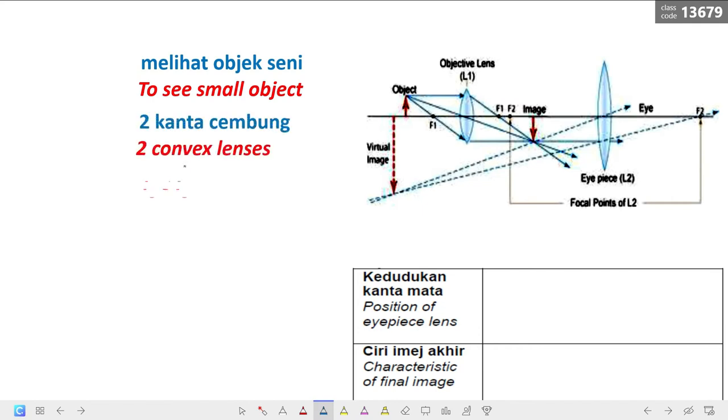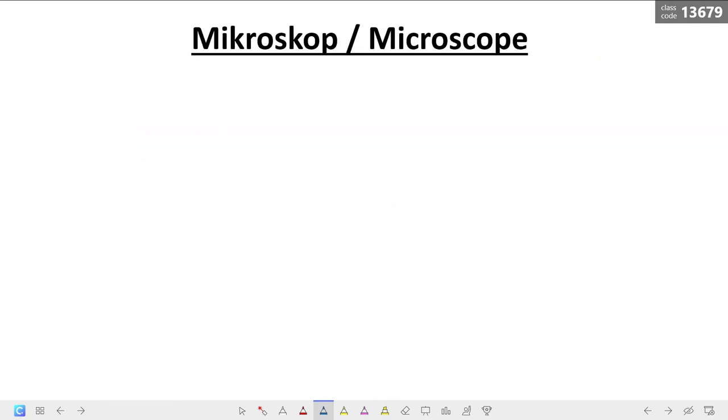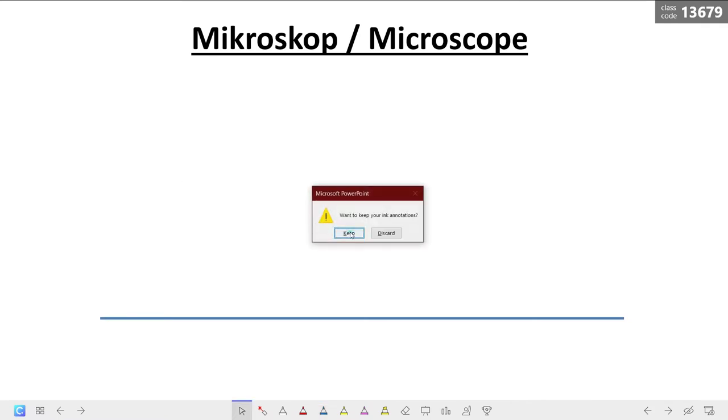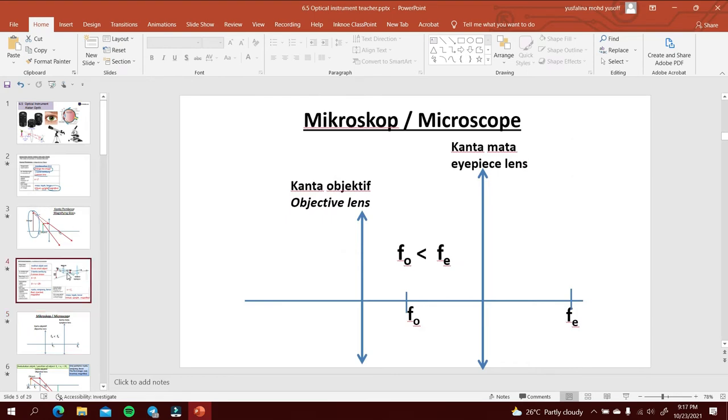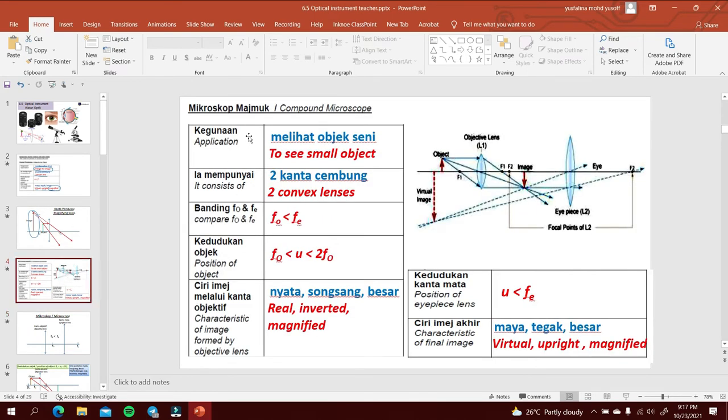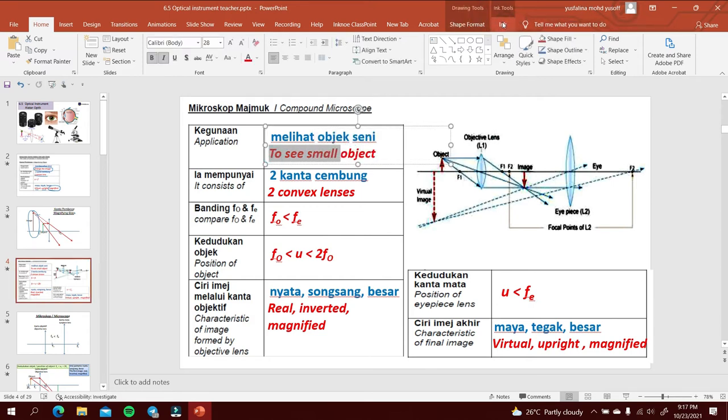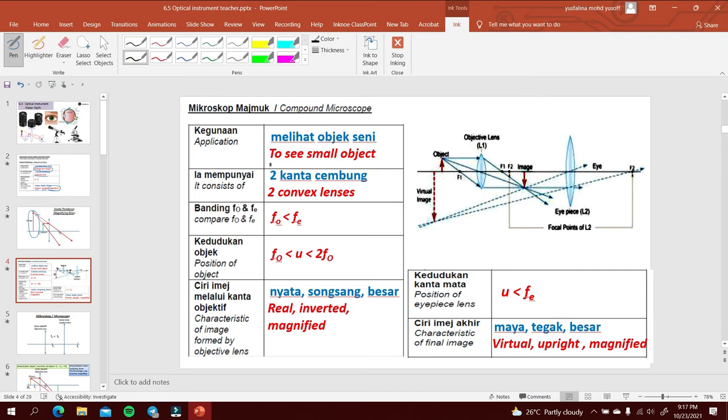Now we look at the second one, which is the microscope. The function of the microscope is to see small objects. It consists of two convex lenses, whereas the magnifying glass has only one convex lens.